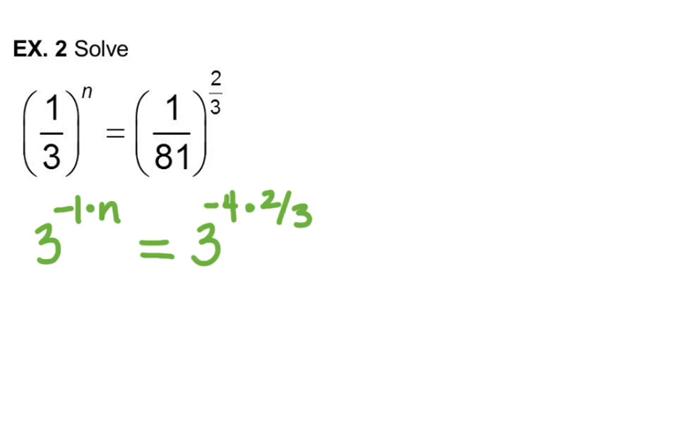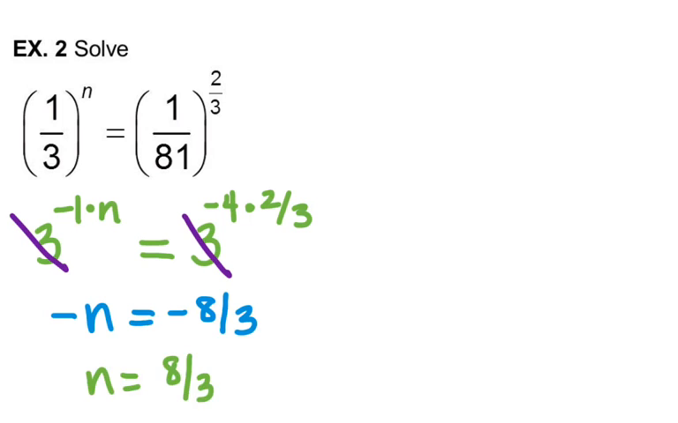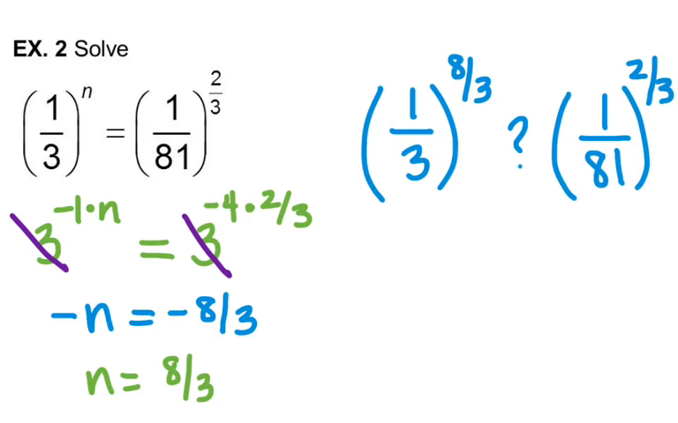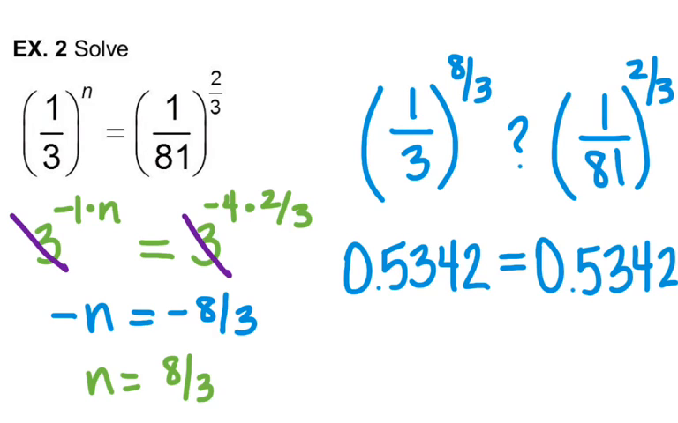Since the bases are the same on the left and right, I can drop the base, and negative n equals negative 8 over 3. So then positive n equals 8 over 3. Now I can plug back into the original equation and see if this is a true statement. I want to know if 1/3 raised to the 8/3 is the same as 1 over 81 raised to the 2/3. And it turns out that both of these do equal about 0.5342. So n equals 8 over 3 is the correct answer.